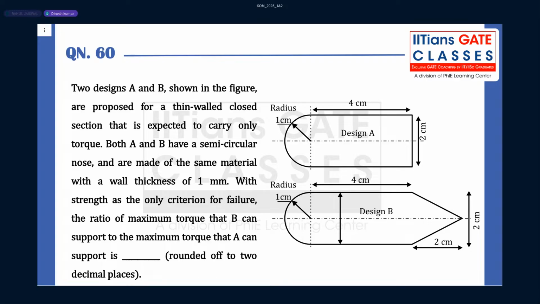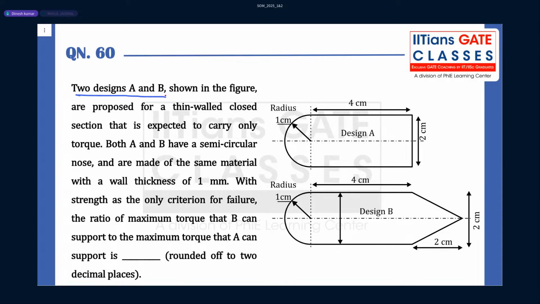So, guys, now we will be taking the last question from the structures module, and this question is from torsion of thin-walled closed structure. It was quite a simple question. So let's see how we can solve this question. Read the question. What is given?